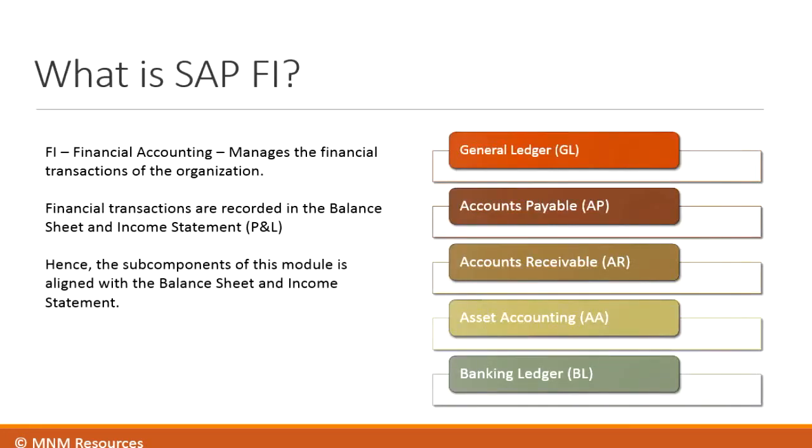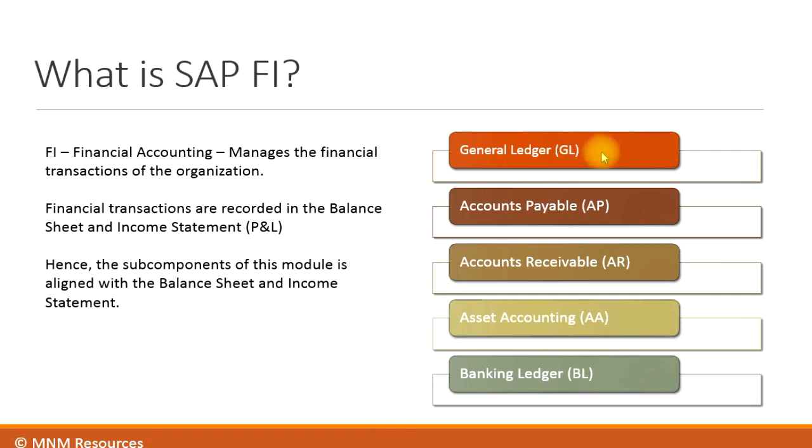Let's look at what is SAP FI. The FI acronym comes from the financial accounting module of SAP. So financial accounting manages the financial transactions of the organization. As you know, financial transactions are recorded in the balance sheet and income statement of an organization. So the subcomponents of this module are aligned with the balance sheet and income statement. Now you will understand in more detail when you look at the subcomponents of the FI module.